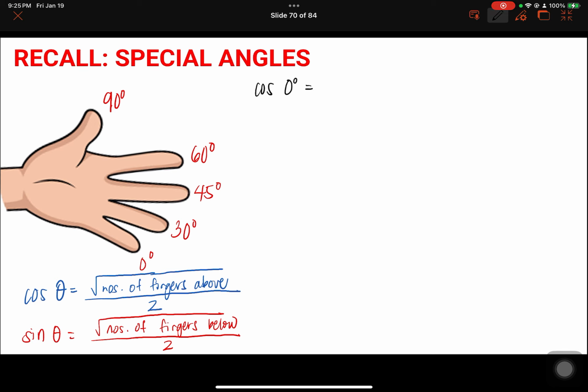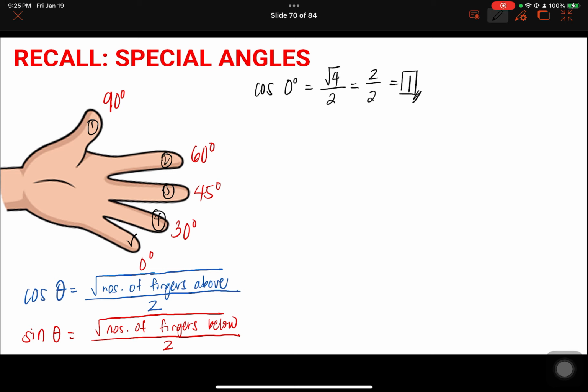For example, we will get the value of cosine 0. Di ba? So, ito yung 0 natin. This one. So, ilan ang fingers niya sa taas? So, we have 1, 2, 3, 4. So, square root of 4 over 2. Constant po yung 2 sa baba. So, square root of 4 is equal to 2. So, 2 divided by 2 is equal to 1. Therefore, cosine 0 is equal to 1.